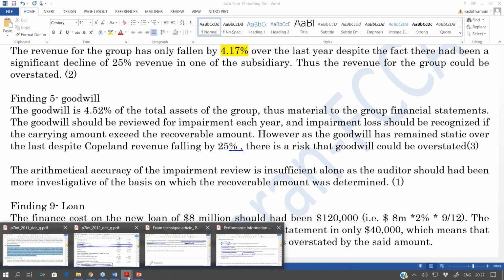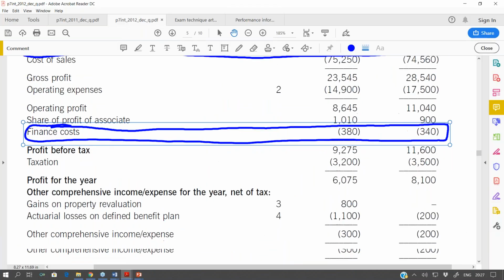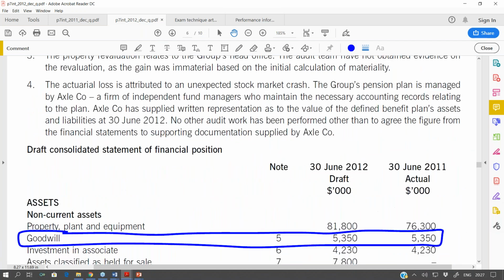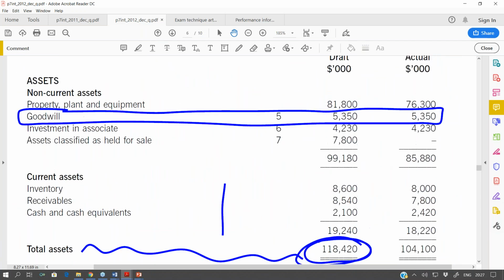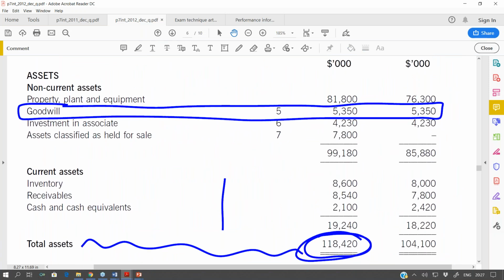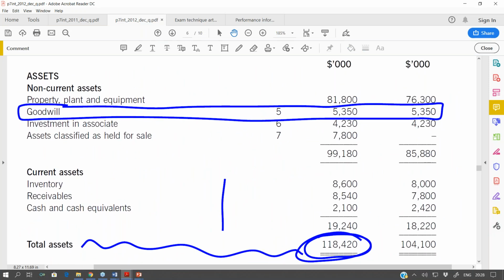Okay, let me take you back to the case study just to find one thing out of the case study. Okay, is the loan material? $8 million? $8 million divided by 118.